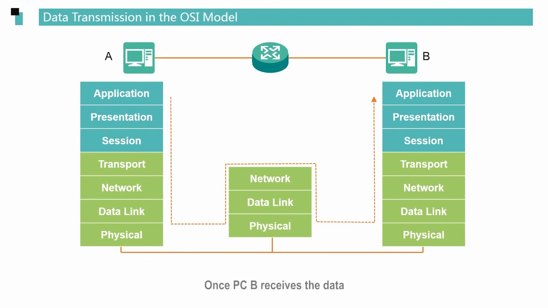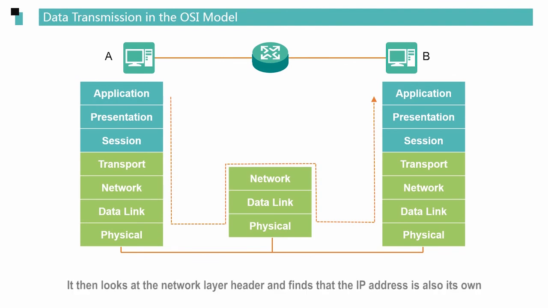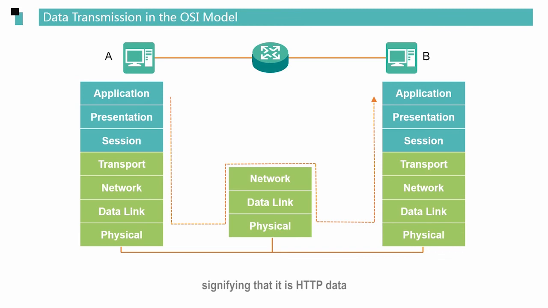Once PCB receives the data, it examines the Datalink layer header and finds that the destination MAC address is its own. It then looks at the network layer header and finds that the IP address is also its own. Finally, it looks at the transport layer header and finds that the destination port number is 80, signifying that it is HTTP data, which is then displayed in the user's browser. This completes the entire data transfer process.